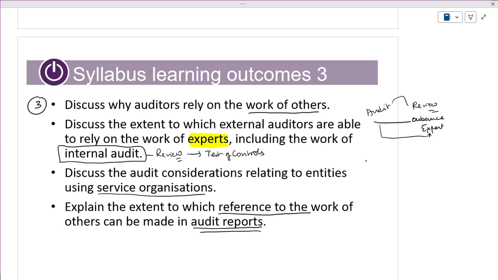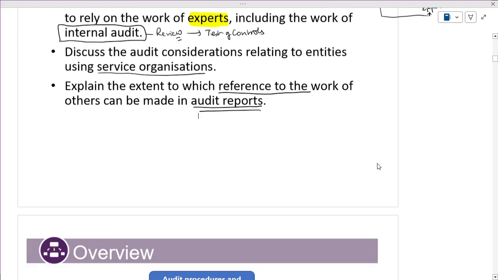Most important, see, the responsibility is mine. Right? The responsibility is of the auditor, even if you are giving it to the expert. It means you can say the ultimate responsibility lies with the auditor only.